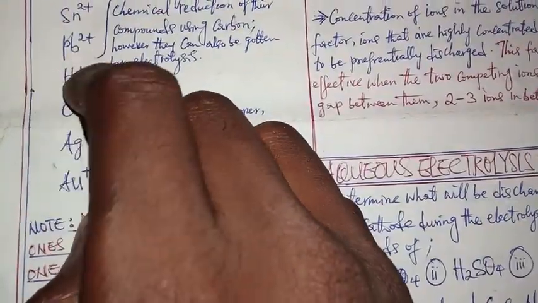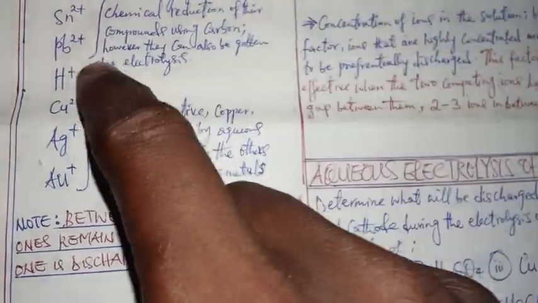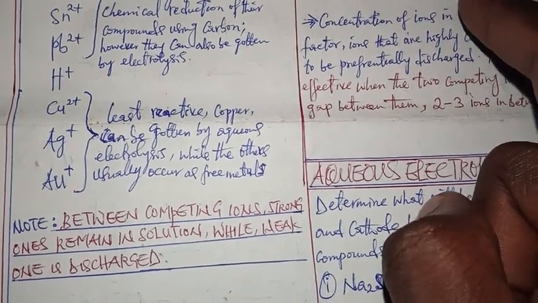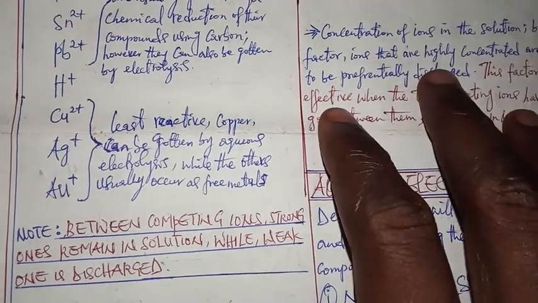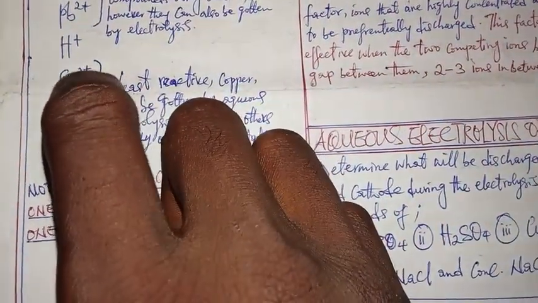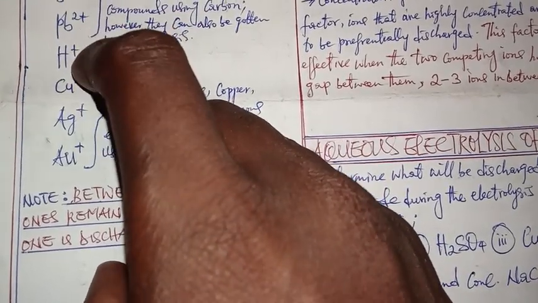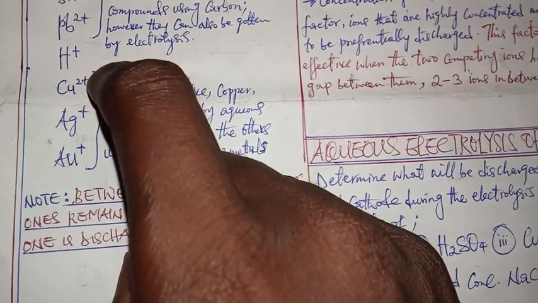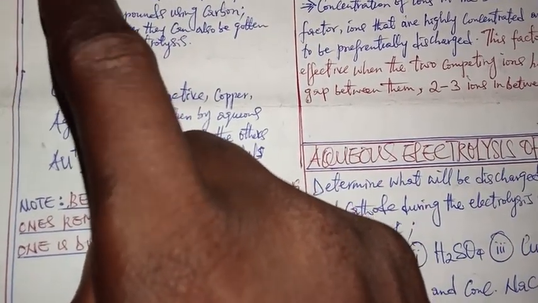Hope you're getting it. So, based on preferential discharge of ions, since hydrogen is weak and sodium is strong, hydrogen will be discharged. It means hydrogen will be removed. And that is the main thing you need to know with respect to this factor that influences preferential discharge of ion. If copper and hydrogen are competing, since hydrogen is above copper, what will happen is that copper will be removed from solution while hydrogen will remain in the solution.